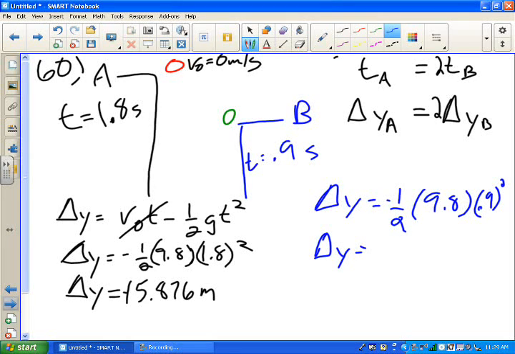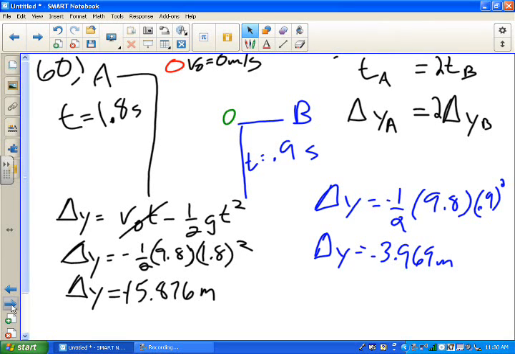When I did this problem earlier today, my students thought it would be exactly 1/2 the height of cliff A. Mathematically though, when I plug in 1/2 times 9.8 times 0.9 squared, we get a completely different number. It's actually almost 1/5. So the actual answer is negative 3.969 meters. The negative sign represents the direction. In other words, the rock was displaced 3.96 meters in the negative direction.